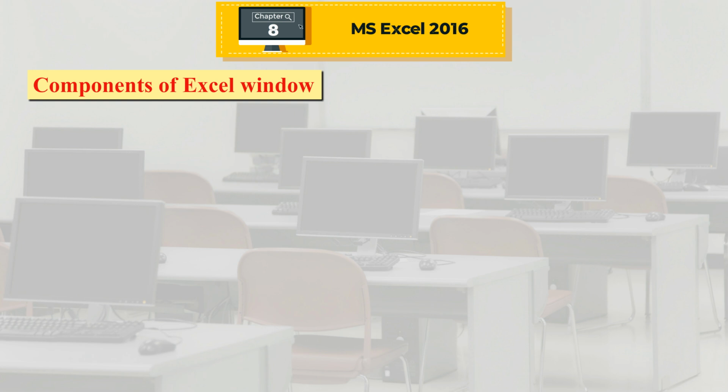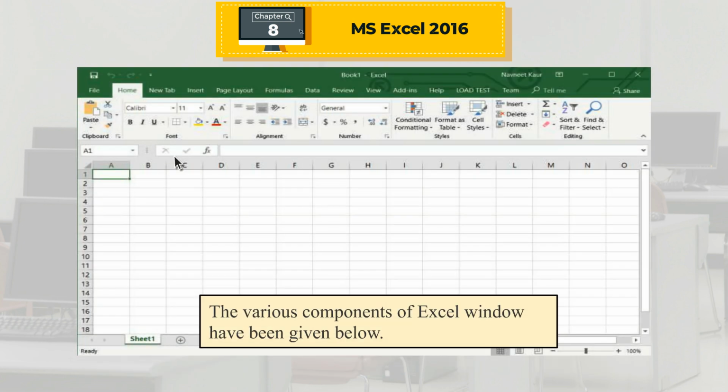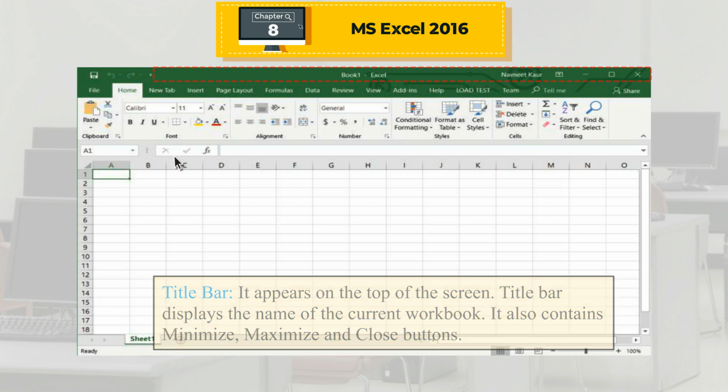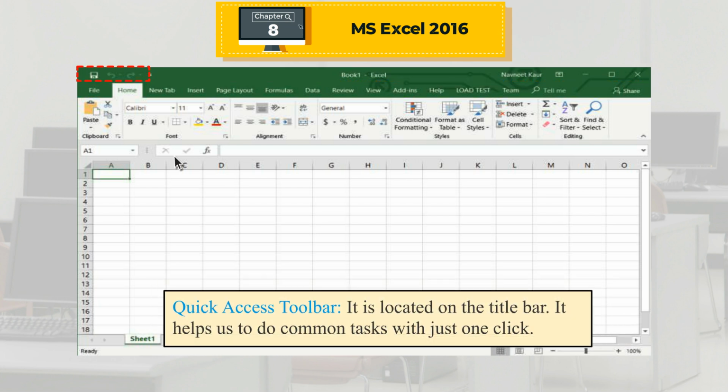Components of Excel window. The various components of the Excel window are given below. Title bar. It appears on the top of the screen. The title bar displays the name of the current workbook. It also contains minimize, maximize, and close buttons. Quick access toolbar. It is located on the title bar. It helps us to do common tasks with just one click.